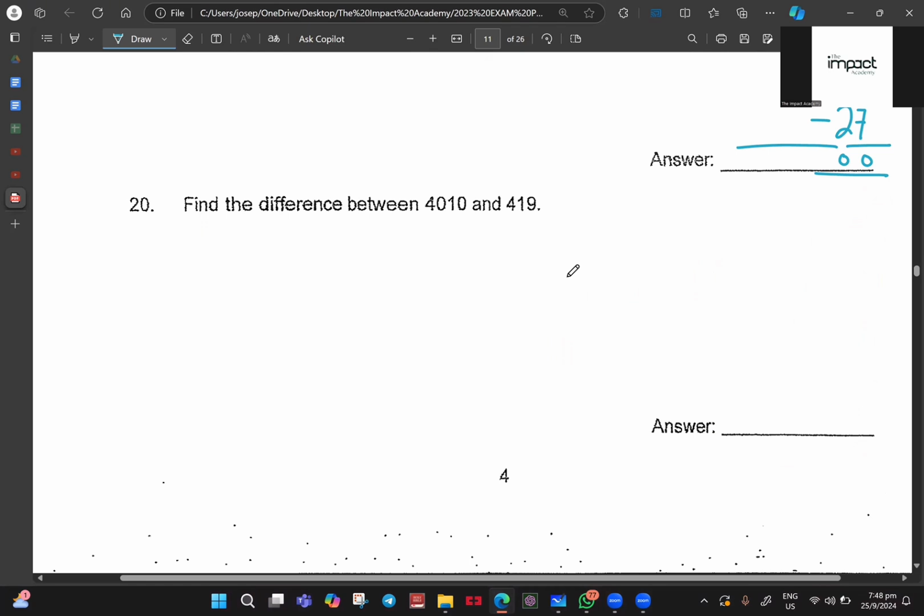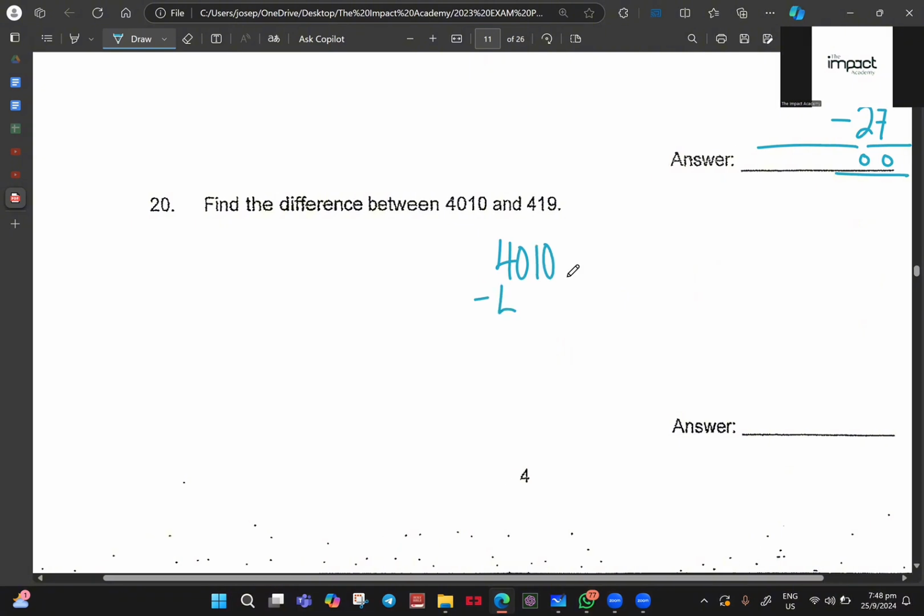This question over here: find the difference between 4010 and 419. Are you all listening to me? So it's minus, very good. So you have to minus. You are correct, but you minus wrongly. Can you quickly help us or not? Hurry up, faster.